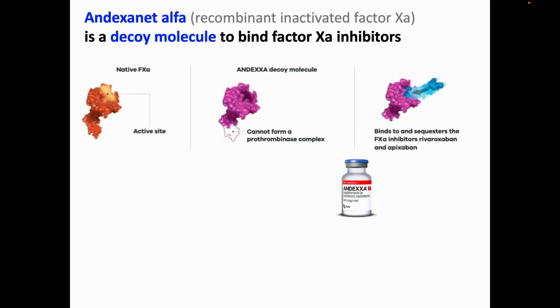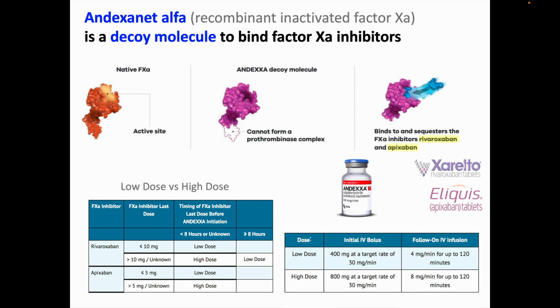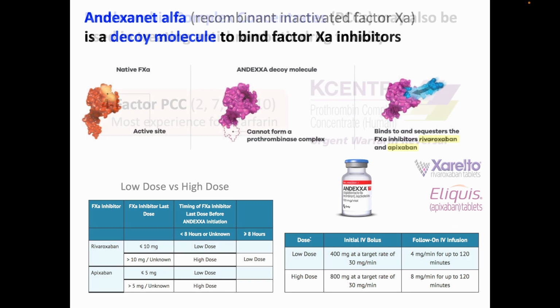And here's another antidote that works through a drug-binding mechanism, although a slightly different one. Andexanet alfa is a decoy molecule, engineered to look like factor 10A, so it will bind to the factor 10A inhibitors like rivaroxaban and apixaban. There are two doses, and whether you give a low dose or a high dose may depend on which 10A inhibitor, what the last dose of that inhibitor was, and how long ago it was taken. I don't think it's necessary to memorize these tables, but you should know that they exist as a resource when the right clinical situation comes up.